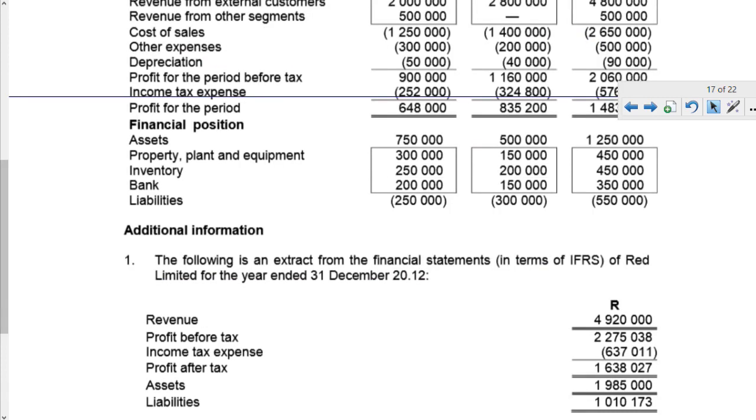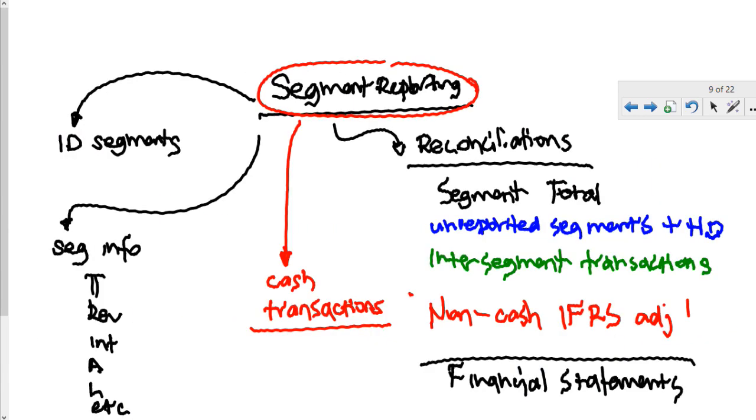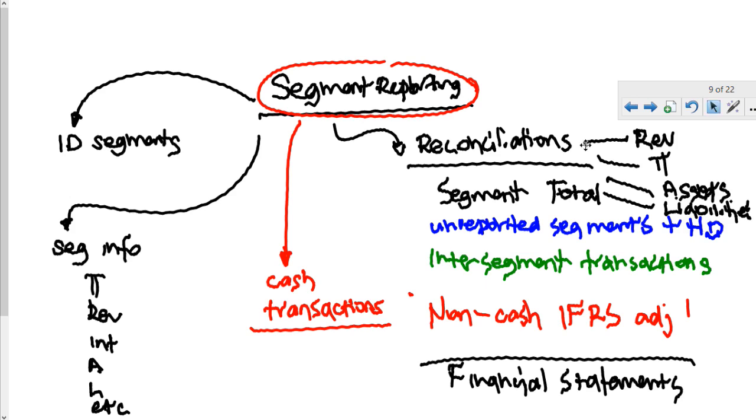Profit before tax, income tax. So this is the recons. I didn't tell you which recons we do, but we do recons for basically all of those. These recons that we do here, we do for revenue, we do for profit after tax. It starts with profit before tax, profit after tax. We do revenue, we do profit, we do assets, and we do liabilities. But in the exam, you won't be asked to do all of them, you'll be asked to do one.